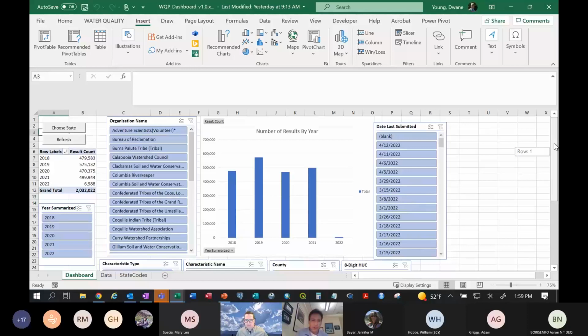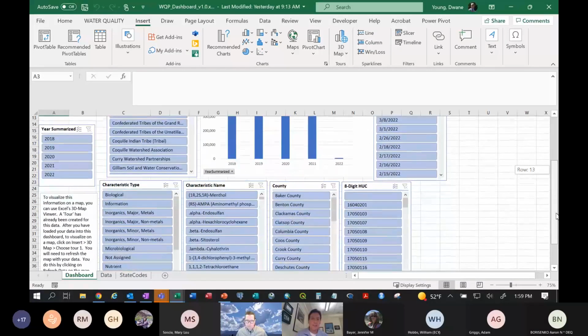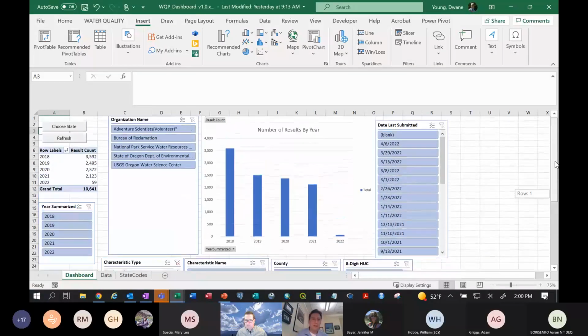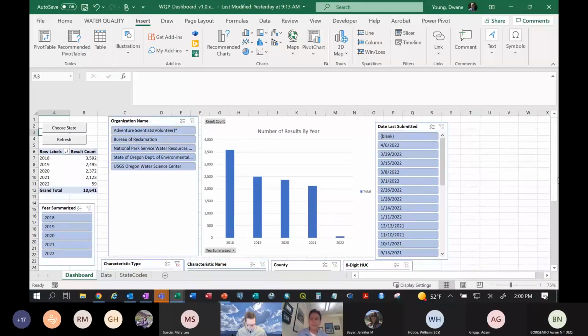I've got a list here on the left of all of the entities that are collecting data within the state of Oregon. So you see a really long list there. The total number of results by year that have been shared. You get a chart here of how many results are available from each year. And then you could also even do deeper dives on this as well. Let's say I'm again interested in inorganics, major metals. I can see who's been collecting that data in the state of Oregon, and it'll filter all of that dynamically for me. So now I've got a new list of who's collecting that data up here.